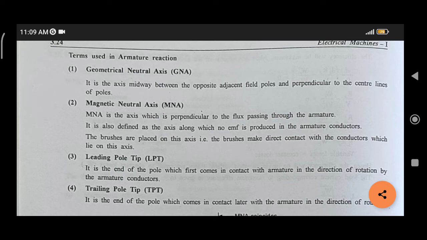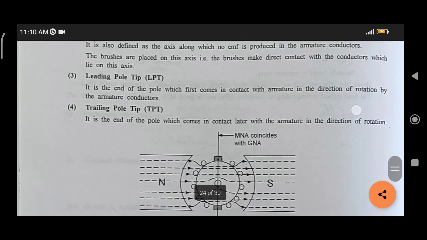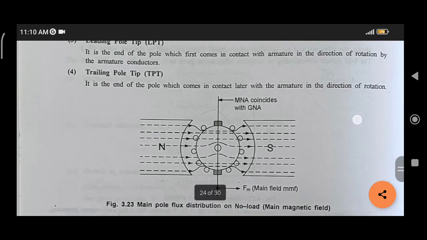Leading pole tip, LPT, is the end of the pole which first comes in contact with the armature conductors in the direction of rotation. Trailing pole tip is the end of the pole which comes in contact later with the armature in the direction of rotation. Okay, MNA.